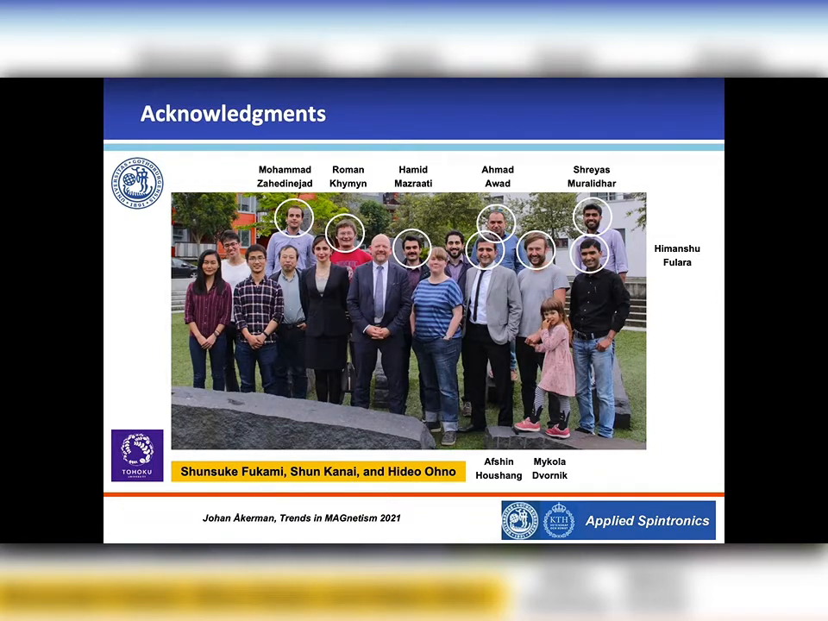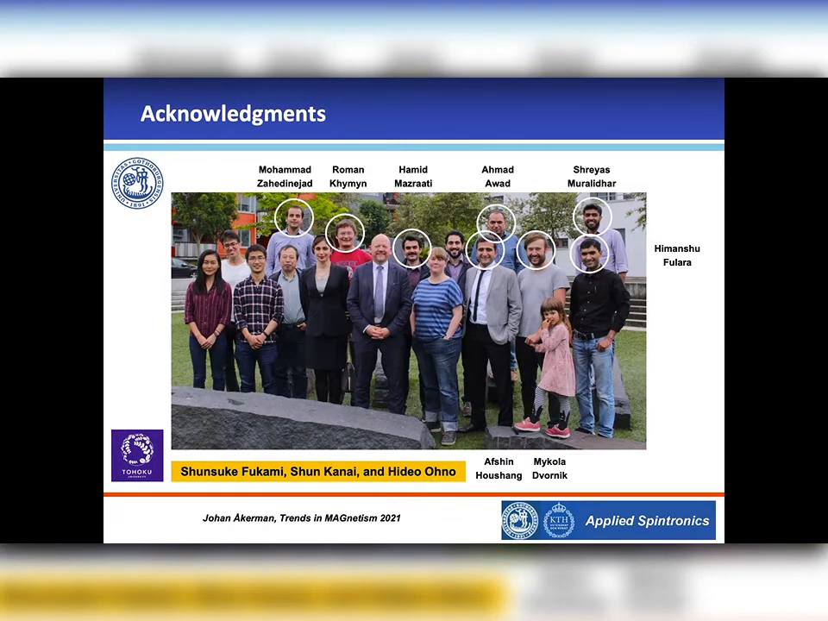Part of the work was done by Hamid Mazrati early on. Brillouin light scattering microscopy was done by our expert Ahmad Awad and the graduate student Shreyas Muralidhar. Some of the work towards the end was done by Himanshu Fulara, in particular the voltage-controlled devices. Micromagnetic simulations by Mikola Dvornik, and a lot of fabrication and measurements and support by Afshin Hushang.